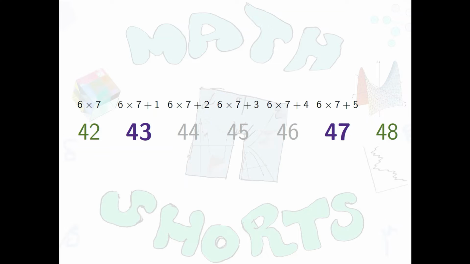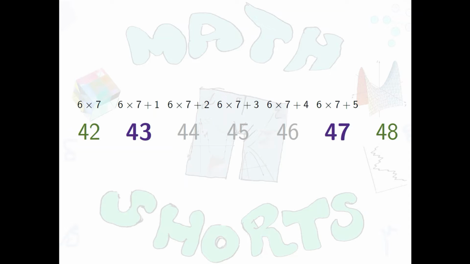Now, on top of that, everything that's going to be in the same column as 43, that first column, is actually going to be 6 times something plus 1. The second column is going to be 6 times something plus 2, and so on down the line.